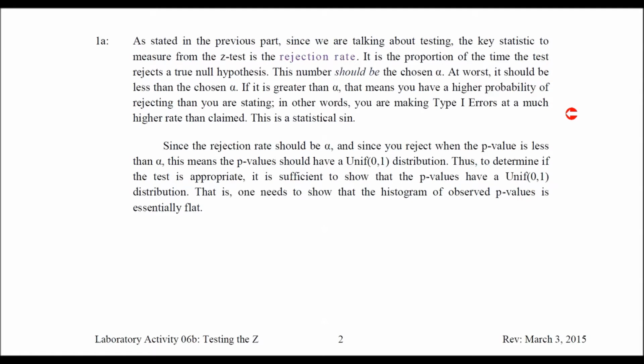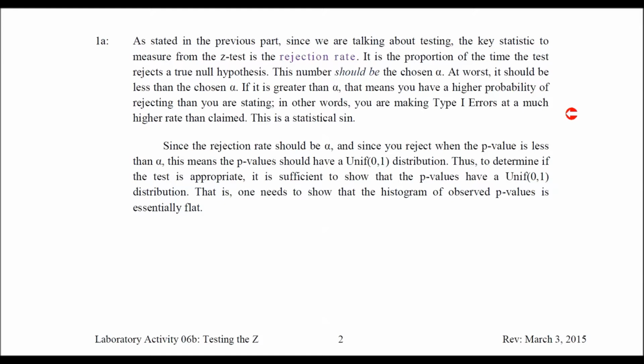As stated in part A, since we are talking about testing, the key statistic to measure from the z-test is the rejection rate. Rejection rate is just the proportion of the time that our p-value is less than our specified alpha. And again, alpha will be 0.05 for us. Now that observed rejection rate should be exactly alpha. But because of the randomness in life, it should be close to alpha. At worst, it should be less than alpha.